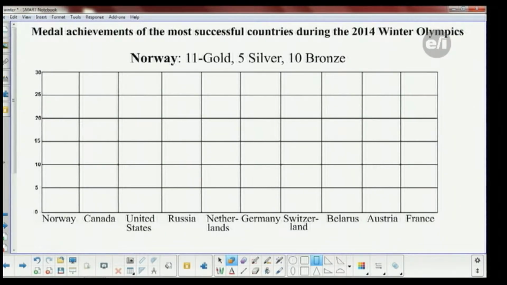So the first one is 11 golds. So I'm going to say that's 10, maybe that's 11. And that's my golds, how many gold medals they won. I see they won 5 silver, so that would be about 11 right there, maybe. 5 and 11 gives me 16. That's about 16 medals. And then for bronze, that would be another 10. That would take me all the way up to 26.